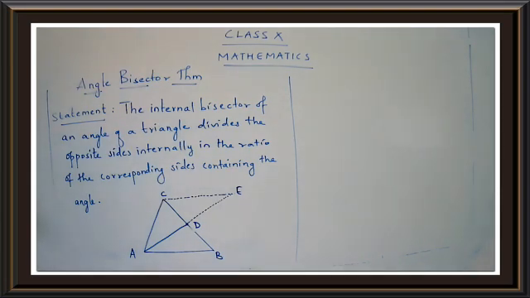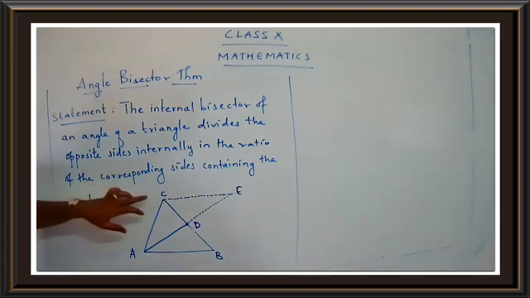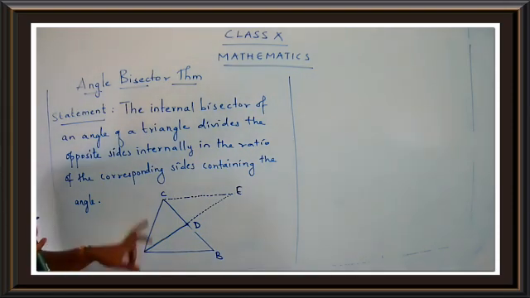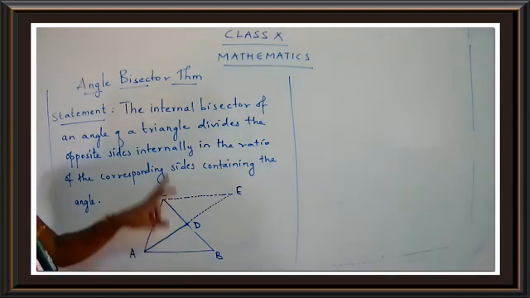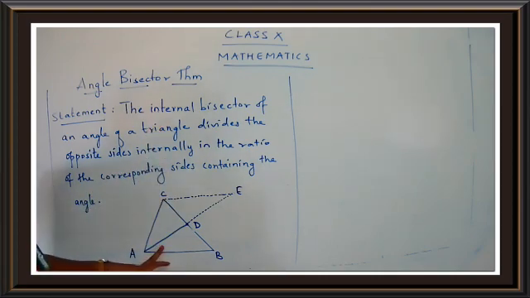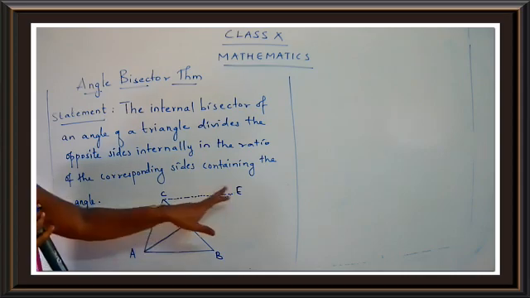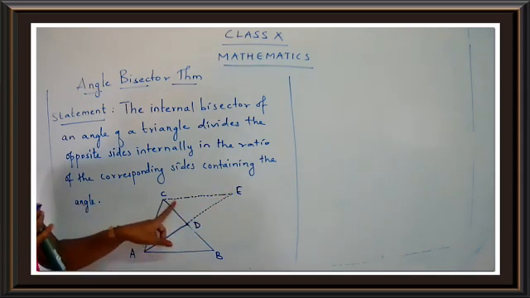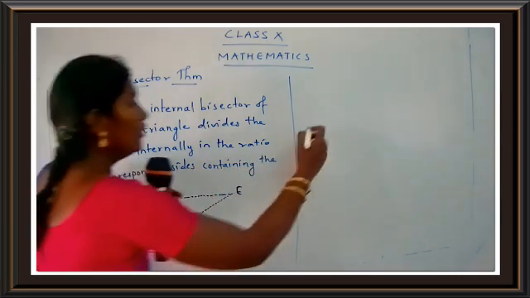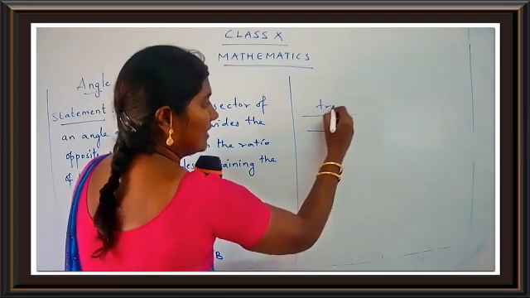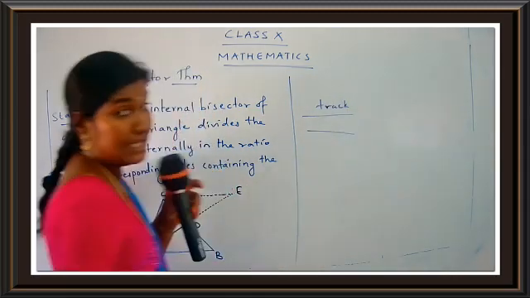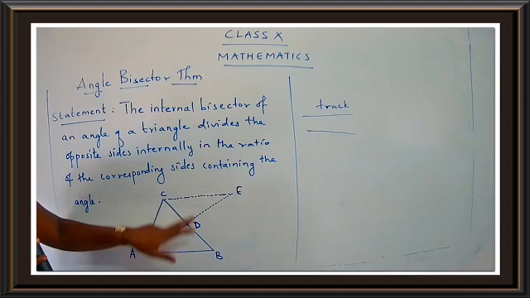First of all, complete the figure properly. First of all, you have to draw a triangle ABC, and this is the internal bisector. AD is the internal bisector of the angle. And now what are you going to do here? You are going to draw a parallel line CE. Okay, this AB is parallel to CE. Parallel means it will go like this, like a railway track. They will never meet each other. So you have to draw a parallel line.